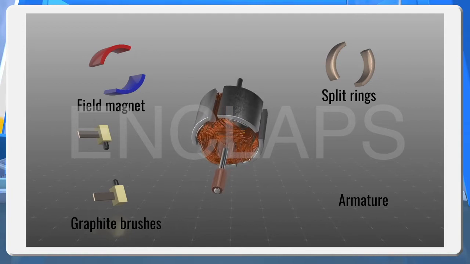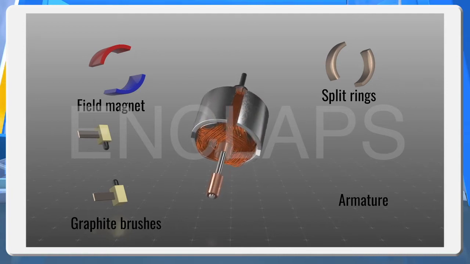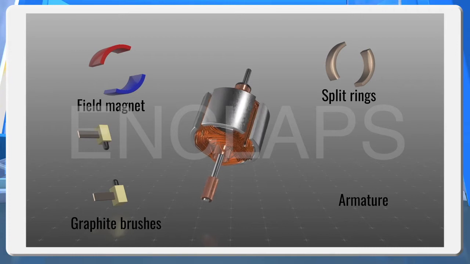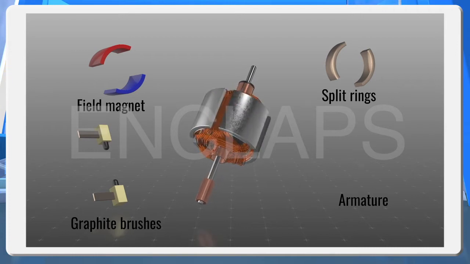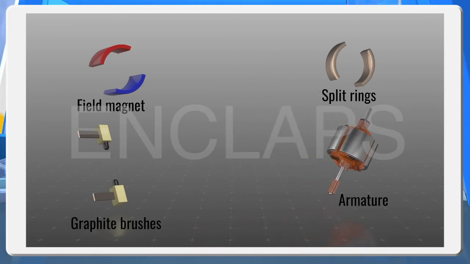Now, let's see the working principle of a motor. The motor principle, by definition, is a force exerted on a current carrying conductor when placed in a magnetic field. Now, let's see how the motor works.